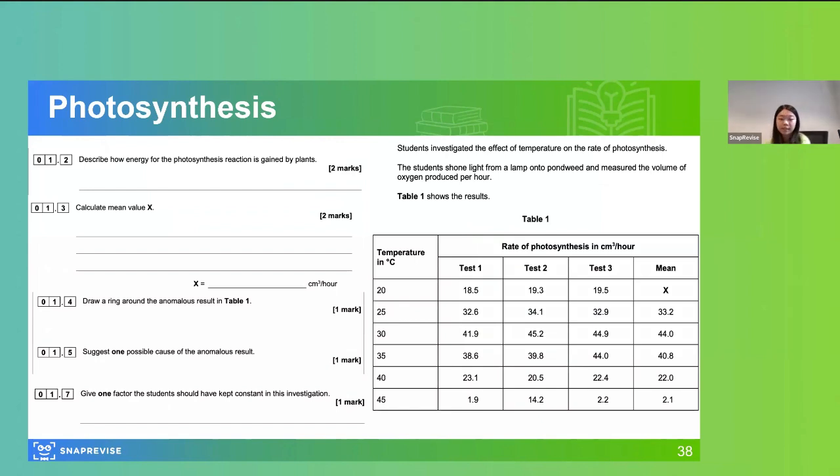And how is this light absorbed? How is this gained by plants? Light is then absorbed by chlorophyll, or you can say chloroplast. So that's my 2 marks.